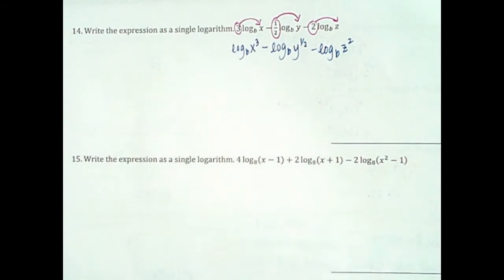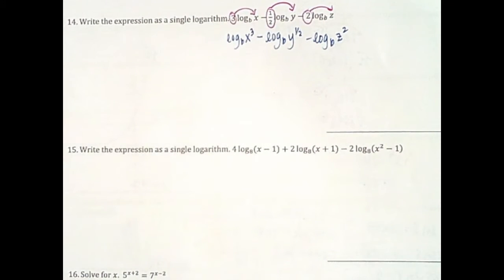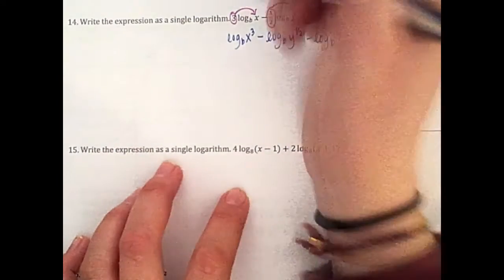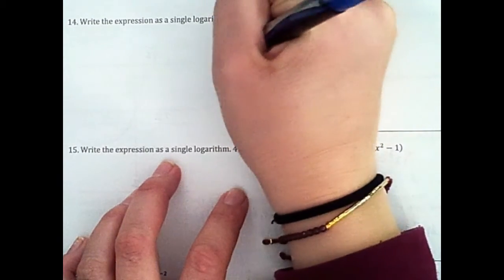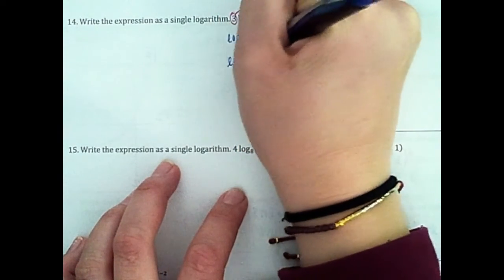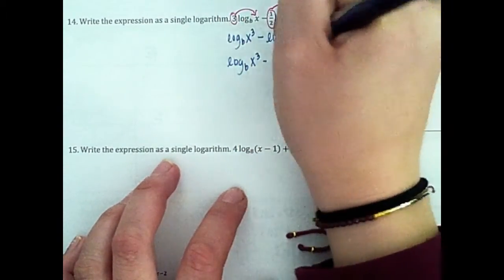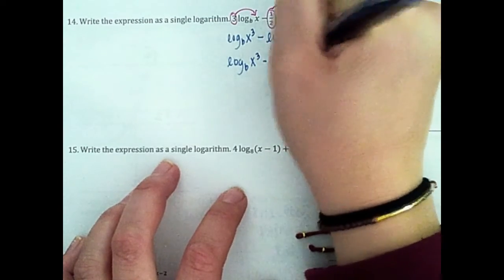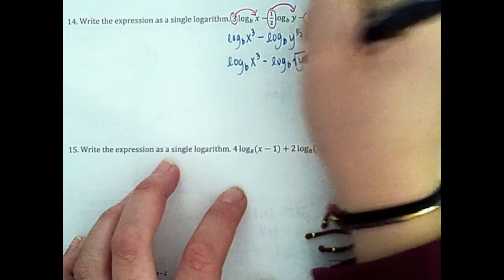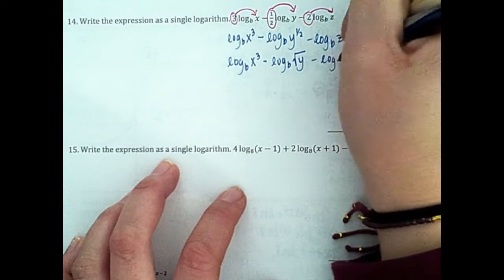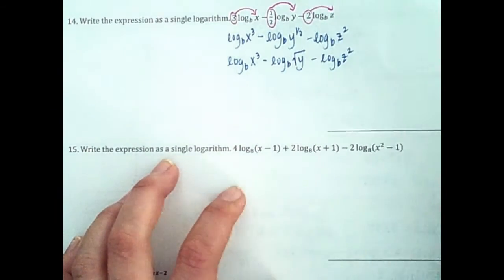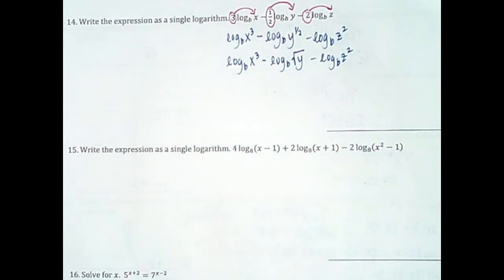Now, once I've done the power rule, I'm going to change any of my fractional exponents, like 1/2, into a square root. So instead of it being 1/2, we're going to change it to be the square root. So log base b of x cubed minus log base b of the square root of y minus log base b of z squared. Okay, now we did a problem like this on the warm-up.